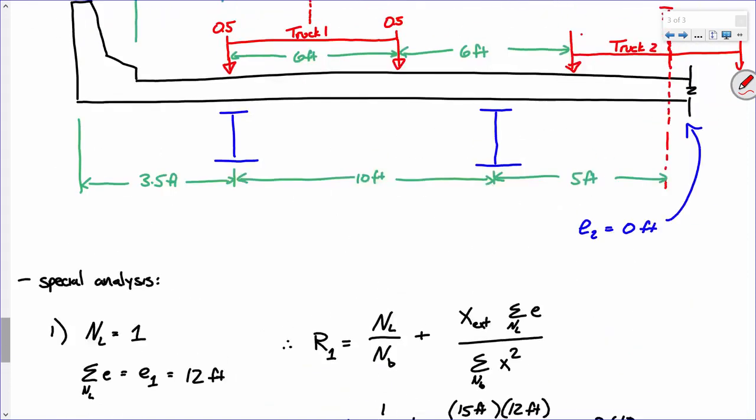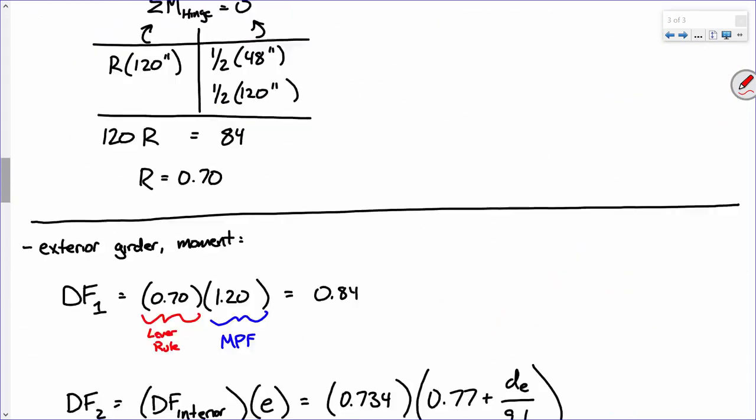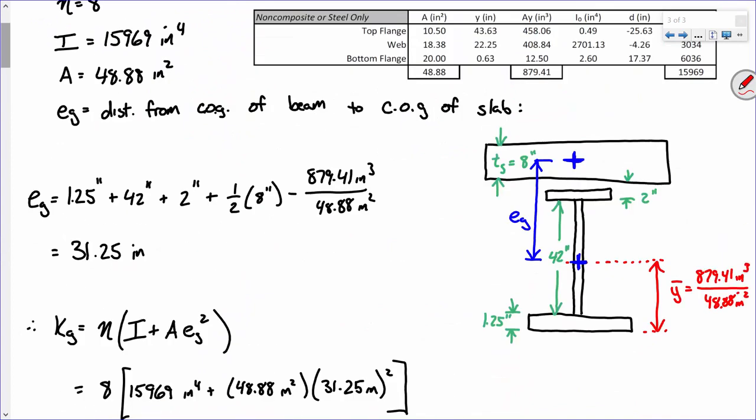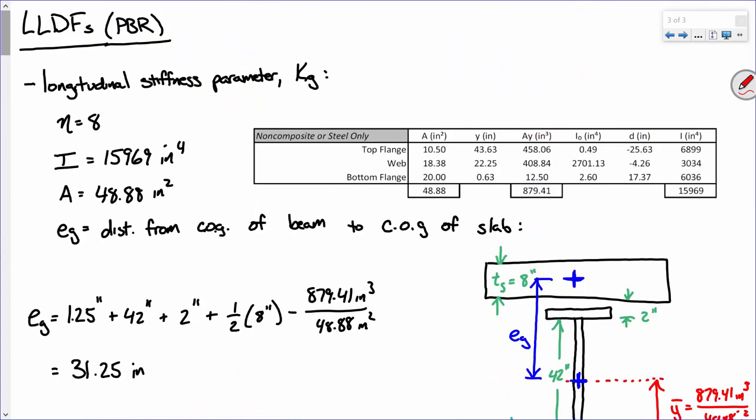kg. We computed this. Let me scroll up. We did a lot. Remember, the first thing that we computed was this term kg. We used kg in some of our distribution factors. Because of that, we've got to go back and compute the negative bending distribution factors that are appropriate. Now, relax, we're not going to do all of them. We're not going to go back and do every single distribution factor all over again.